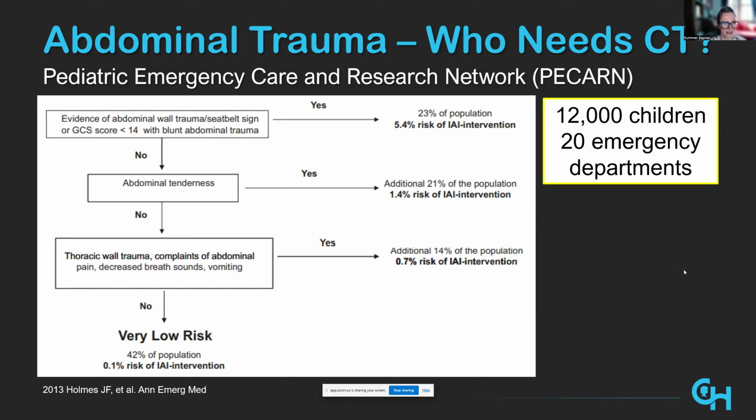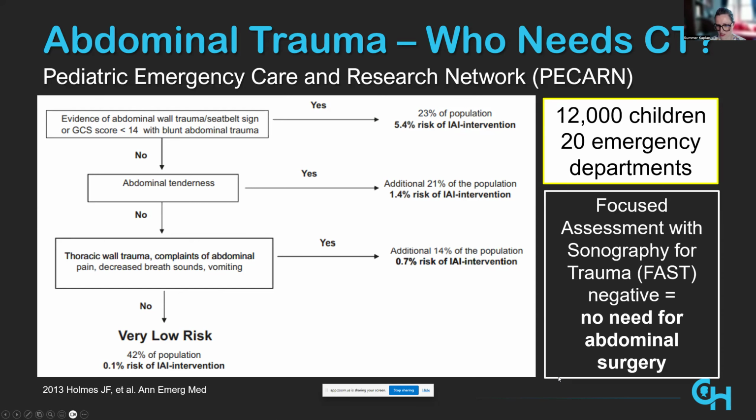Moving on, if they don't have either of those abdominal signs or symptoms, you would look for thoracic wall trauma or complaints of abdominal pain, decreased breath sounds, and vomiting, which many patients in the ED have. And it's hard to imagine having a traumatic injury and not having any of those. So any of those very, very non-specific complaints will also warrant CT. So we're selecting a very low risk population where there's only 0.1% of finding an injury that needs intervention. That's the population who can be safely evaluated and discharged without CT.